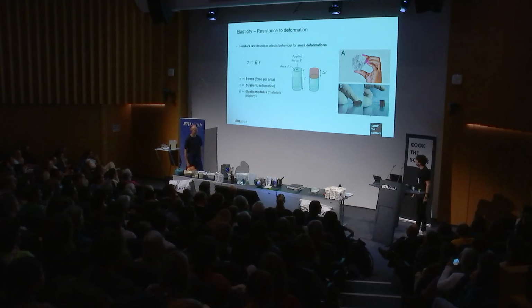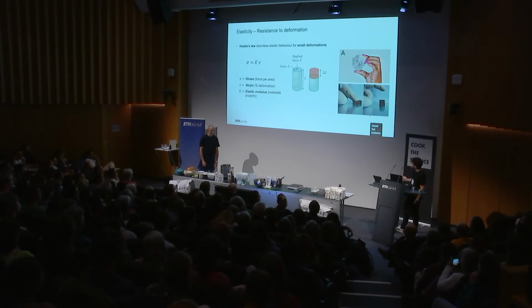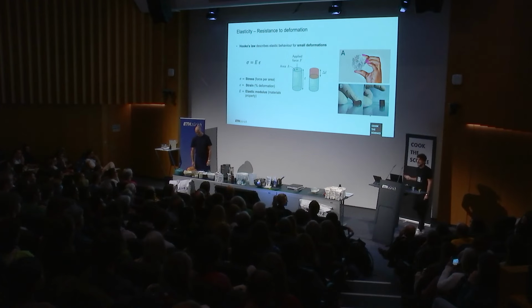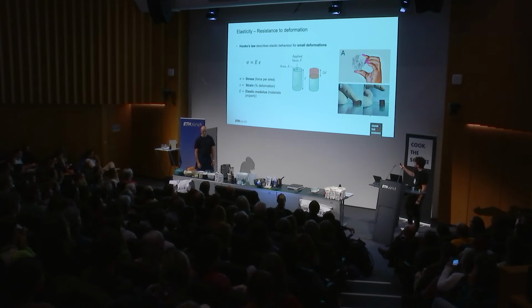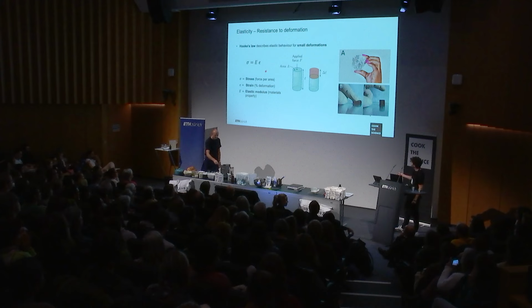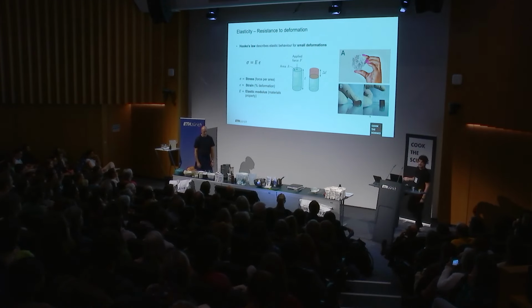And this equation relates the stress, which is the force applied per unit area, to the strain, which is the relative deformation of the material, so the percentage by which we deform the material. And the proportionality constant is this elastic modulus E here, which is a material's property. So it describes how hard or soft this material is.